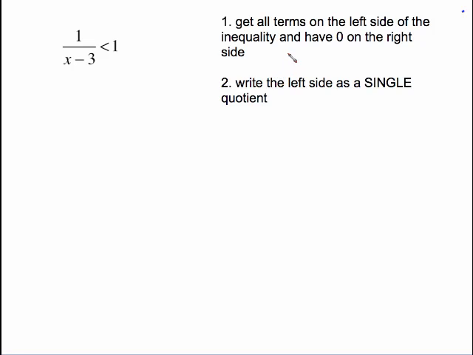You need to get all of the terms on the left side of the inequality and have 0 on the right side. And once we do that, then we also have to write the left side as a single quotient. And that's what's difficult because you need to get yourself a common denominator. So first step, just subtract 1 from both sides. That's simple. That fits this criteria. We have everything on the left side. We have 0 on the other side.